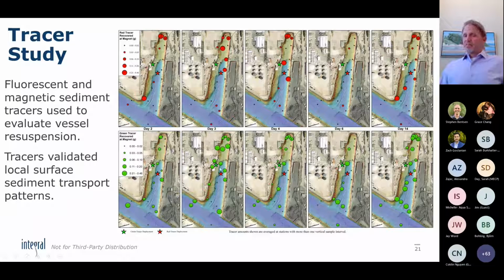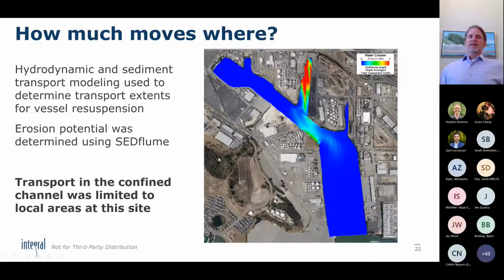So a key thing that we saw is vessel scour is a significant process at the surface of the sediment bed. So how much moves and where? We also did sed flume studies to get erosion rates of that material. That combined with some other hydrodynamic measurements allowed us to develop a model. And we can look in this particular case in the water column at the distribution of sediment that's resuspended during vessel movement activities. The good news is most of that material is limited inside the channel. There are occasional pulses moving out, but they're very low concentration relative to the local distribution. So that's one good finding from that.